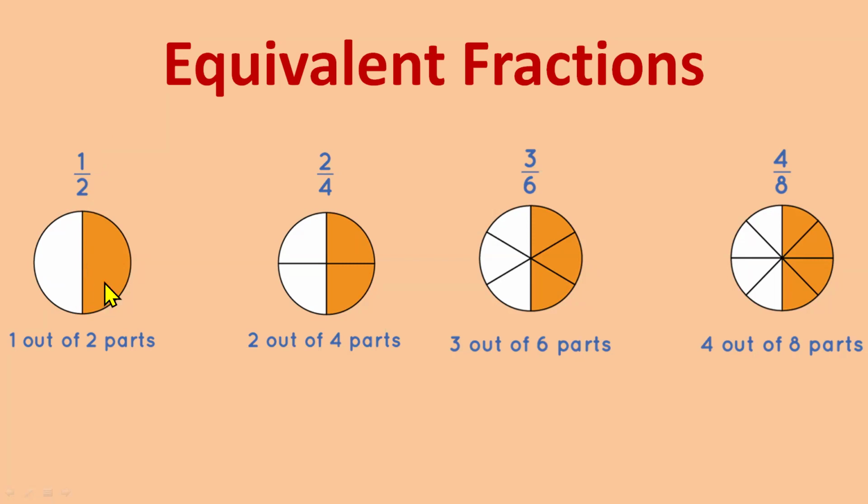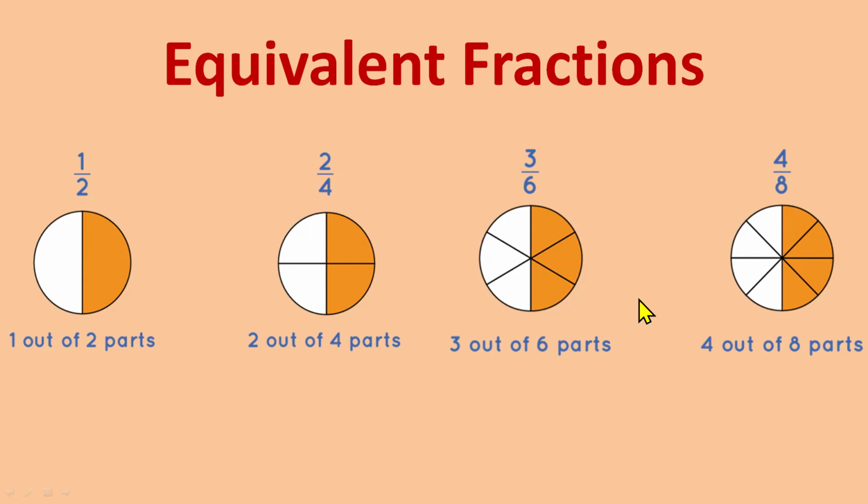So this is 1 out of 2 parts. Now here you can see there are 4 parts and this is 2 out of 4 parts. That is 2 upon 4, total in the denominator and the shaded parts in the numerator. This is 3 by 6 because total parts are 6, out of which 3 are shaded. Total parts are 8, out of which 4 are shaded. So you can see the shading is exactly the same but the fractions are different. So these are the equivalent fractions, where the fractions are equal but with different numerators and denominators.